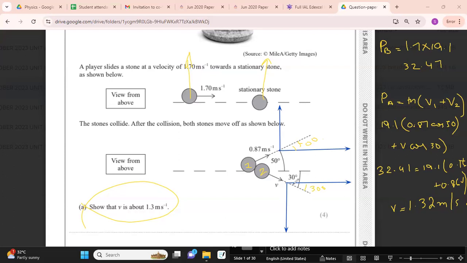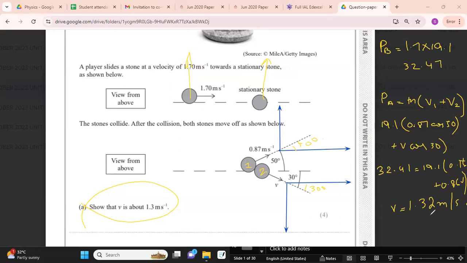But if there was a vertical component of momentum before the collision, you could not make these two equal to each other. In that case, you would have to do the entire calculations like I discussed with you previously, where momentum before is equal to momentum after, and then you solve for velocity. I hope it's making sense, right? How you're going to be solving questions like these?